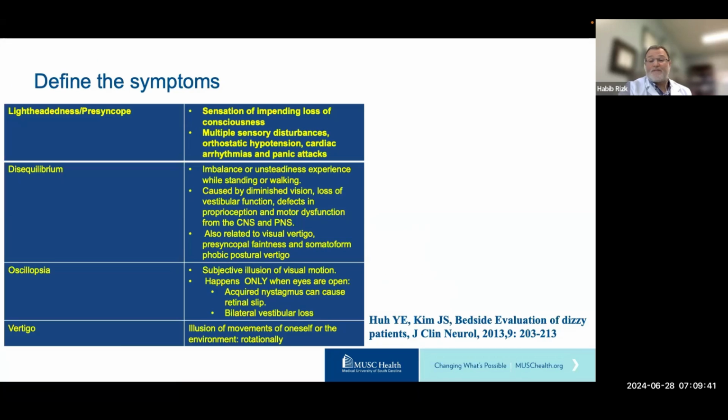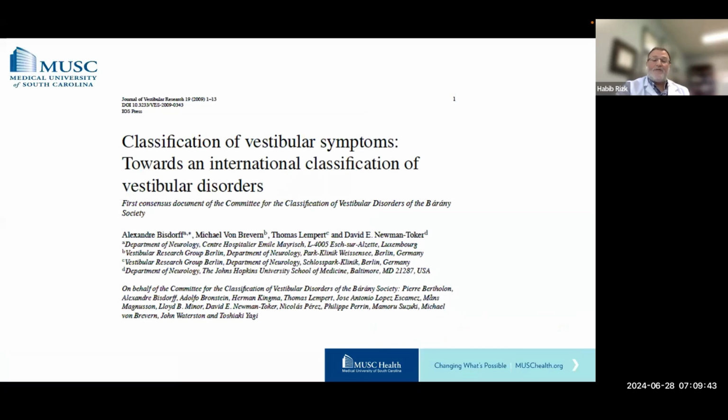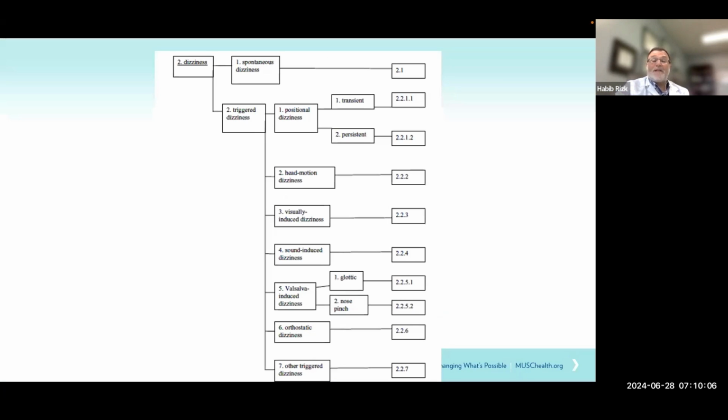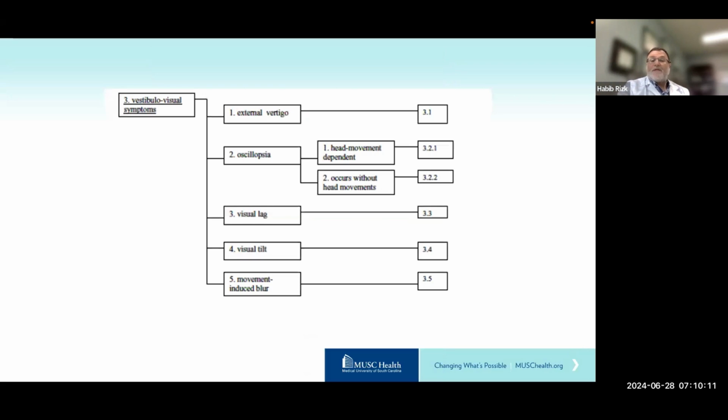Even in the dark, somebody who has vertigo should be able to sense an illusion of movement or a sensation of movement. The Bárány Society tried to make better sense of those classifications, and in 2009, they came up with this very elegant algorithm where they categorized the symptoms into four broad categories. One is called internal vertigo, which is a sense of self-spinning without the environment around us spinning, that can be further divided into spontaneous or triggered. Dizziness, which is defined as a sense of spatial disorientation.